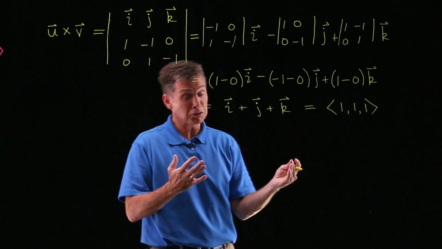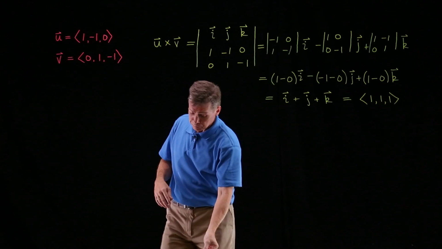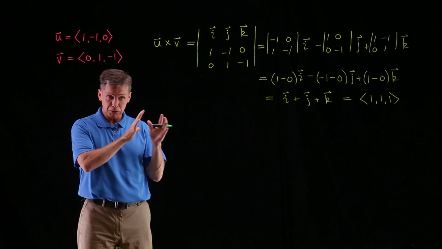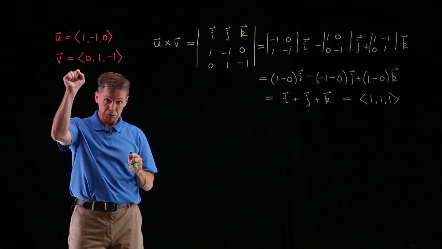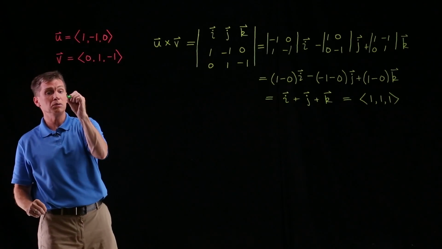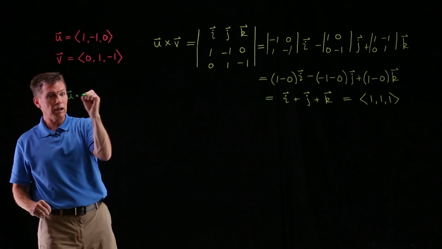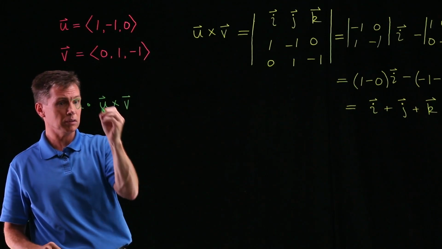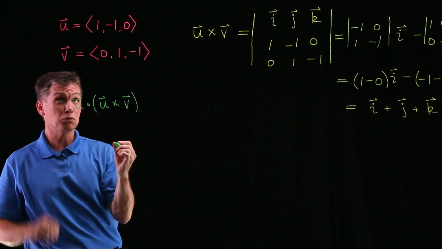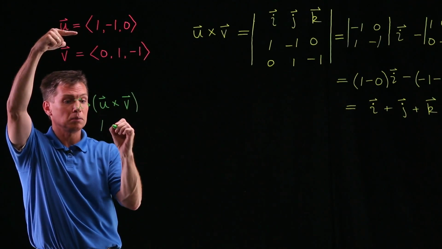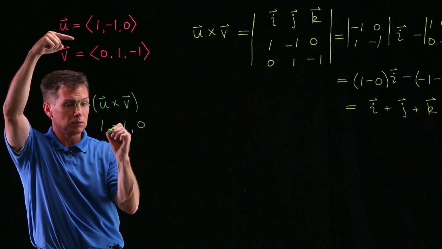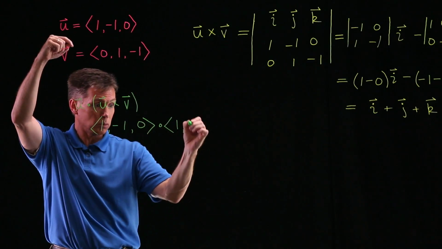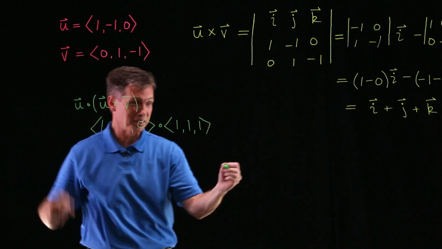That's convenient to remember, because now I'm going to slide over here and do the second part of my work, where they wanted me to confirm that that result is going to be orthogonal to each of these initial vectors, which means I need to do u dot with the result of our u cross v. So for me, my u is 1, minus 1, 0, and I'm dotting that with 1, 1, 1. I knew I'd be able to remember that.